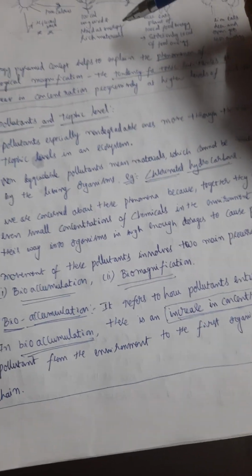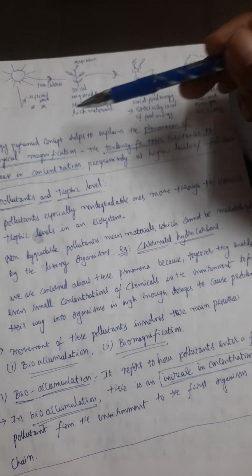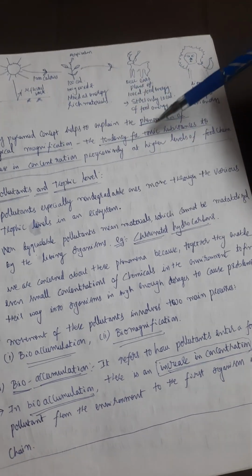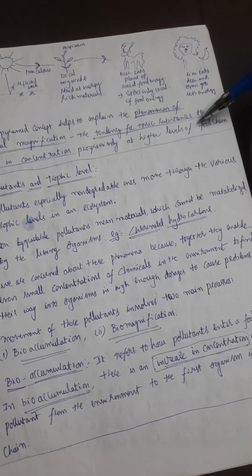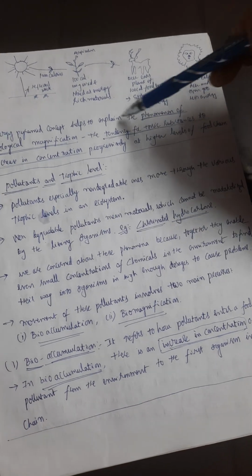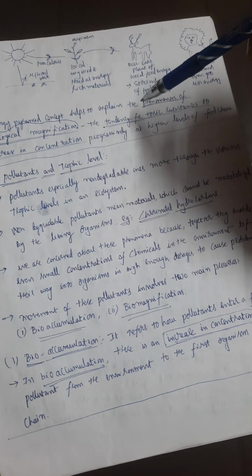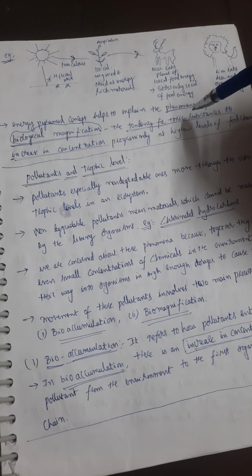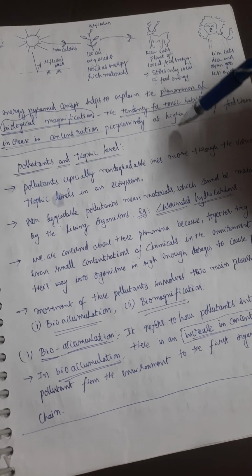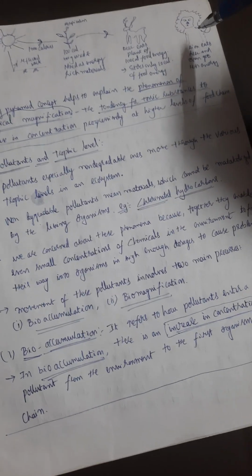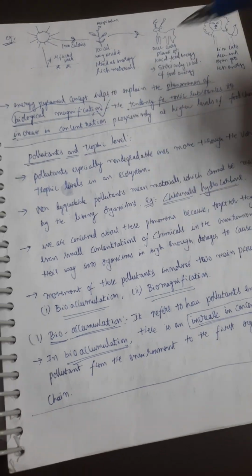The energy pyramid concept helps to explain the phenomenon of biological magnification, the tendency for toxic substances to increase in concentration progressively at higher levels. See, this concept of biological magnification is also important. Suppose some toxicity happened in the food at the level of the lower animals, such as rabbits. The toxic concentration will go on increasing by the time it reaches the lion. That concept is called biological magnification. We have to remember this.